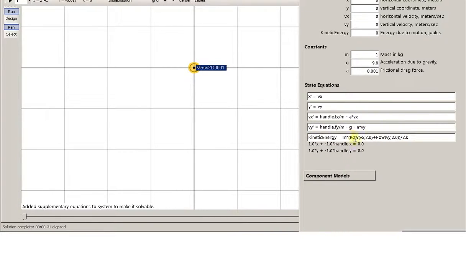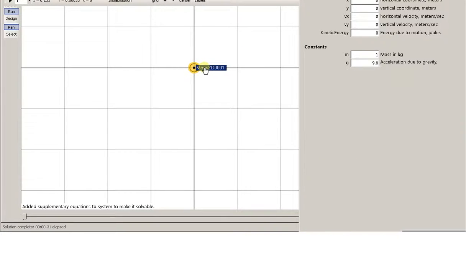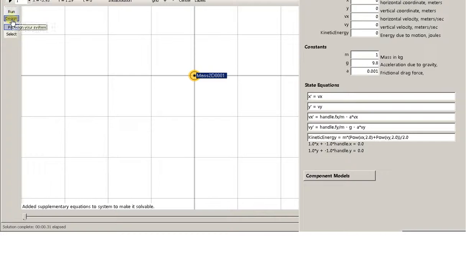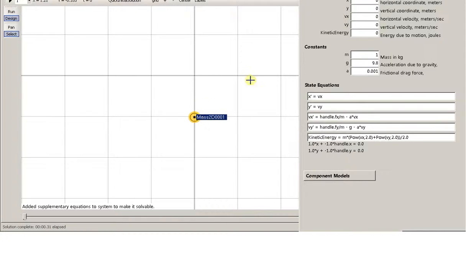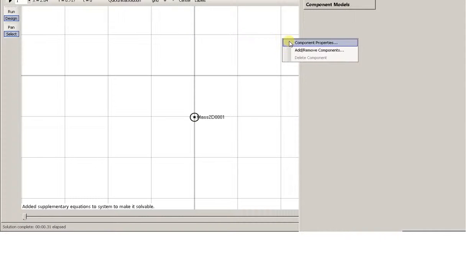For convenience, we've got a kinetic energy defined too. And those are the state equations that give you something that behaves like a mass. Once you have something that behaves like a mass, you can model masses. I'm going to add some more parts, and we'll show you what equations each part conceals as I go along.